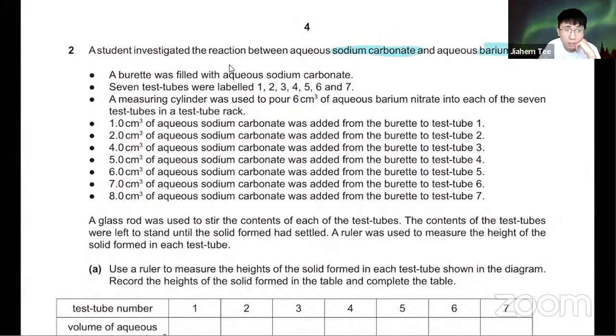So what happened here is the burette was filled with aqueous sodium carbonate. Seven test tubes were labeled 1, 2, 3, 4, 5, 6, 7. A measuring cylinder was used to pour 60 cm3 of aqueous barium nitrate into each of these test tubes. So 1 cm3 to test tube 1, 2 cm3 to test tube 2, all the way to 1, 2, 3, 4, 5, 6, 7, 8. So 3 is missing, okay? I don't think it's a typo, so just follow with it.